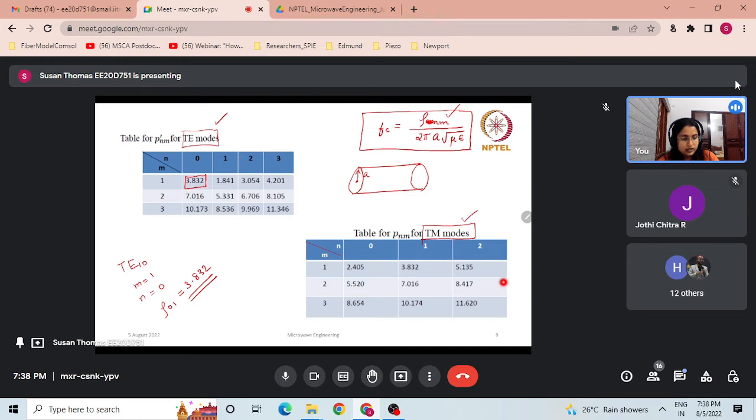Let me clarify this once again. A is the radius of the circular waveguide, and mu and epsilon are the dielectric permittivity and permeability of the medium which is filled in the circular waveguide. So if it is free space, we can take it as mu naught epsilon naught. If it is not free space, we have to modify this equation as mu naught epsilon naught mu r epsilon r. So that's the only point which I wanted to make before going into the problems on circular waveguides. So let us move on to the problems.